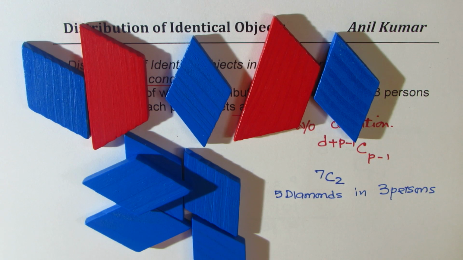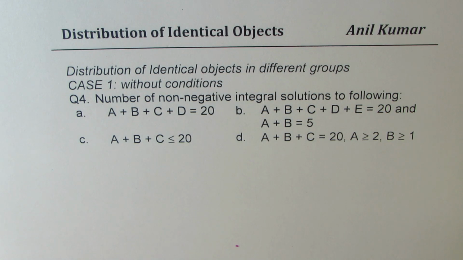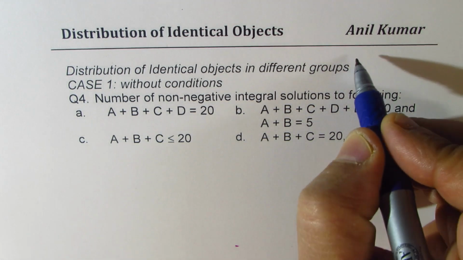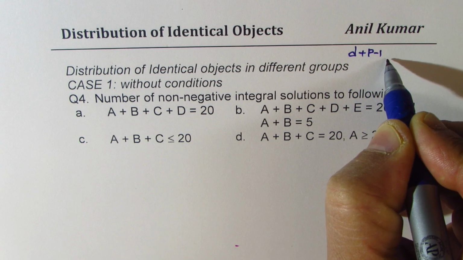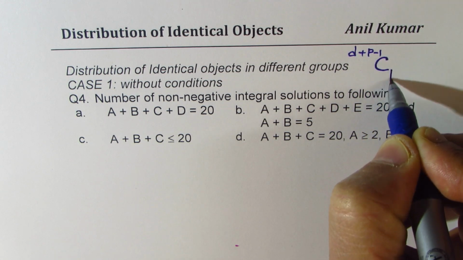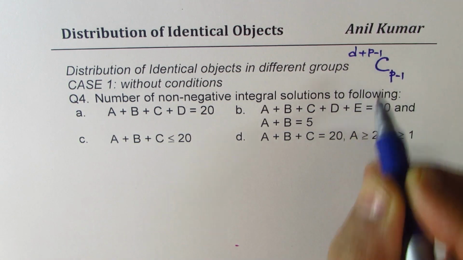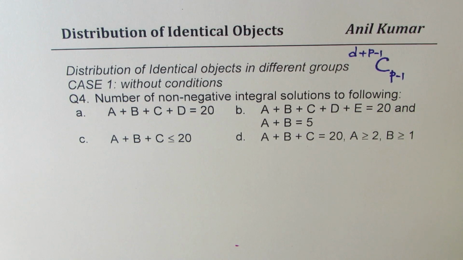Now, let's move forward and solve the equations from this particular logic. From our example on distributing diamonds to persons, we derived the formula: number of diamonds plus 1 less person, combination 1 less person. So those are the divisors, kind of. Is it okay? So that is the formula. Now, let's see how to solve or improvise this formula for different kinds of equations. Now, these are very critical questions. Question number 4.